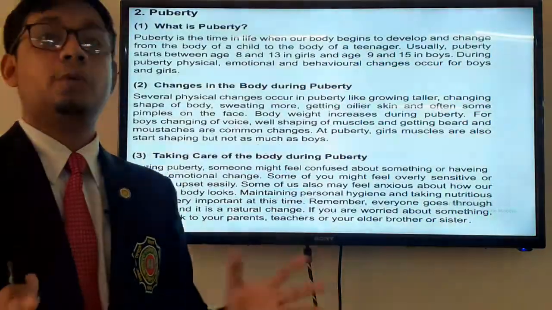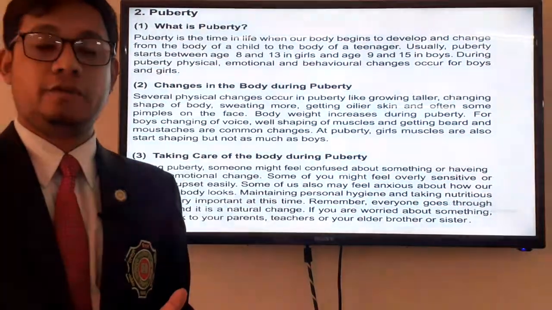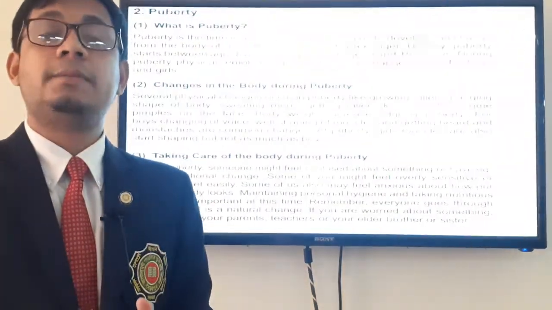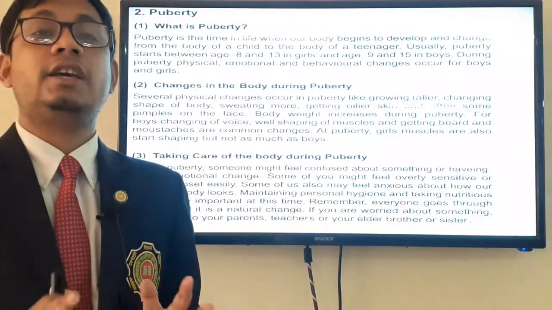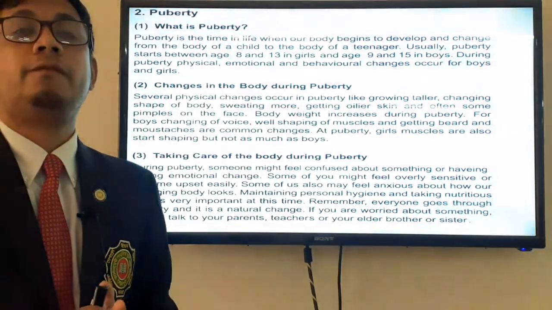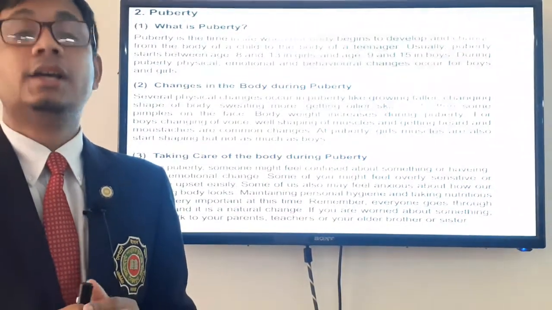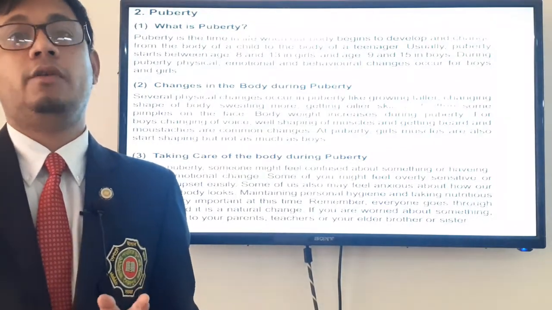So puberty is a must in everyone's life. Everybody will go through this period of time. So there is nothing to worry about. Maintaining personal hygiene and taking care of your health can get you out of different types of worry as well as anxiety. Okay, so we have to be careful during our puberty time.